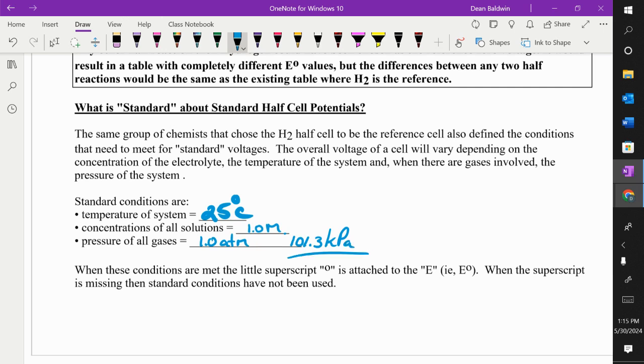101.3. I don't know how you guys didn't know that. Come on. I'm joking. That's what 1 atmosphere is.